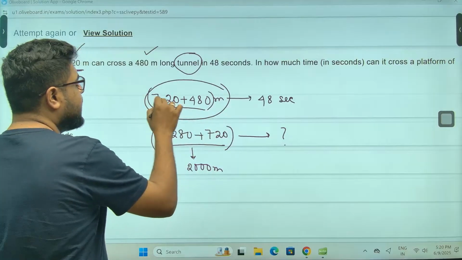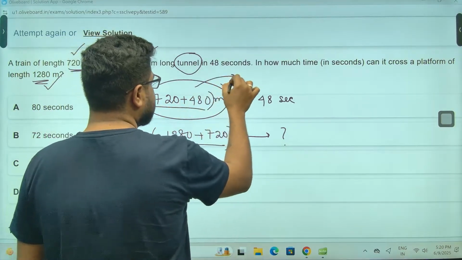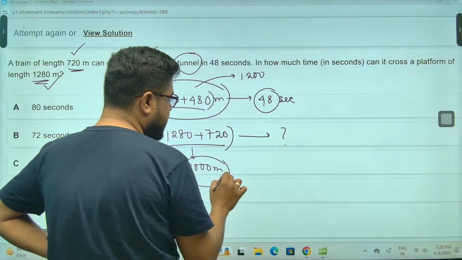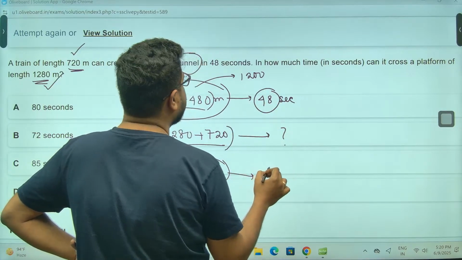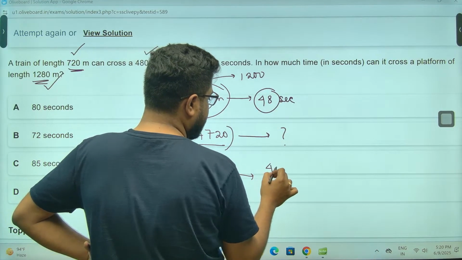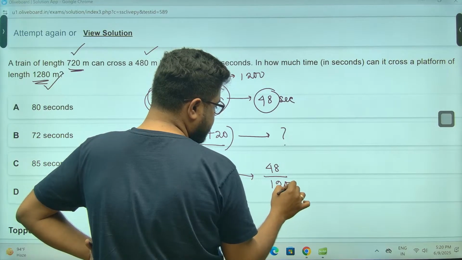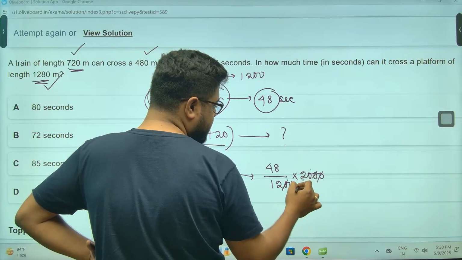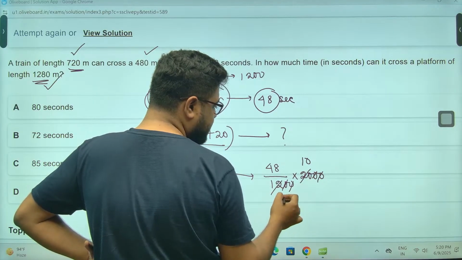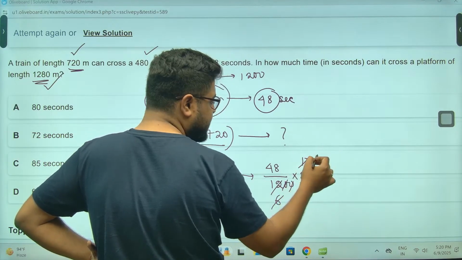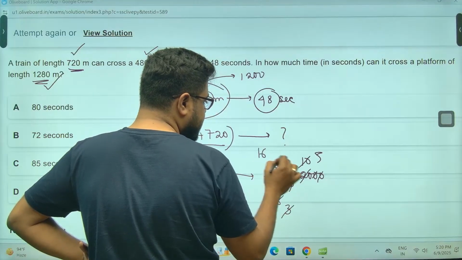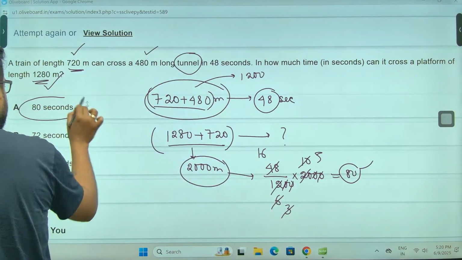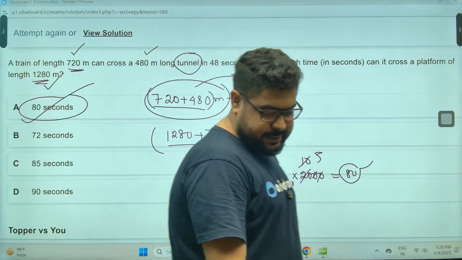And this is, sir, how much? 1200 meters, right? So 1200 meters in this much seconds. So this much will be, sir, 48 by 1200 into 2000. Right, sir? Two 10s are this, two 6s are this. We could have done it even faster, but okay. Three 16s are this. So 80 seconds is going to be the answer. Option number A, 80 seconds is the answer.